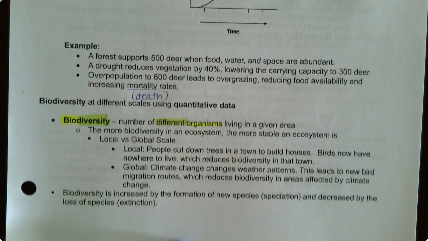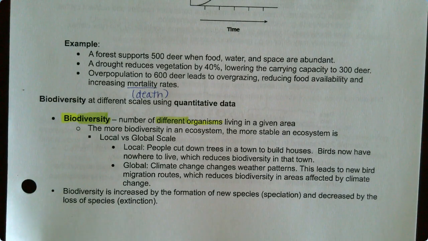All right, following that, we've got biodiversity. Once again, for any of those words, this would be another one I'd stick on that flashcard. Bio meaning life, living things, and diversity meaning differences. So we're looking at the number of different organisms in a given area. The more biodiversity in an ecosystem, the more stable an ecosystem is.